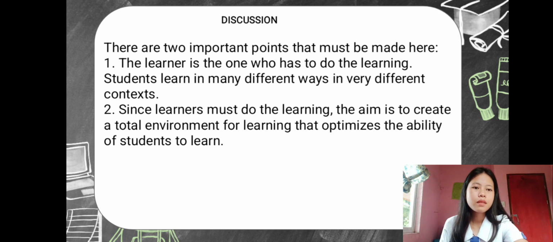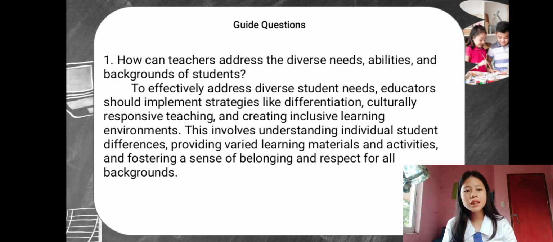And then so here is my first guide questions. How can teachers address the diverse needs, abilities, and backgrounds of students? So to effectively address diverse students' needs, educators should implement strategies like differentiation, culturally responsive teaching, and creating inclusive learning environments. So dapat as a teacher, no, kung mo address ka mga different needs or abilities or backgrounds sa imong mga students, dapat ma-implement kag differentiation.